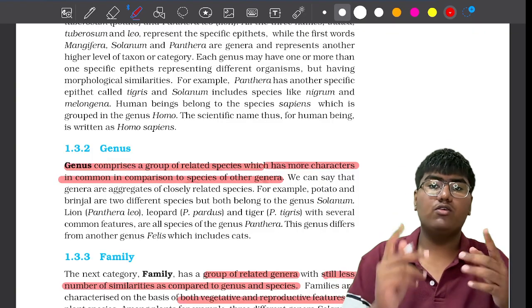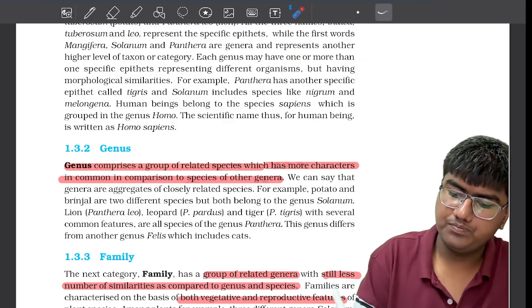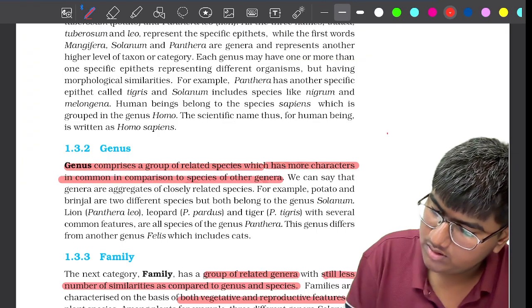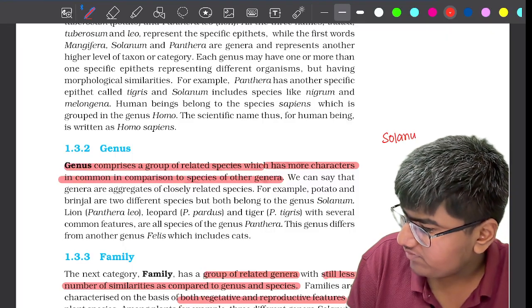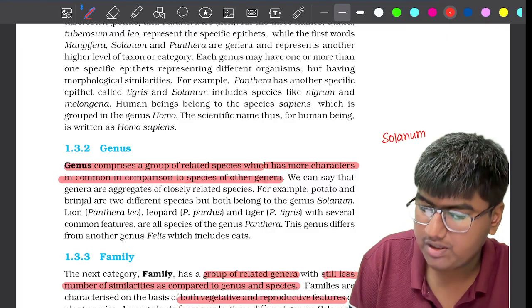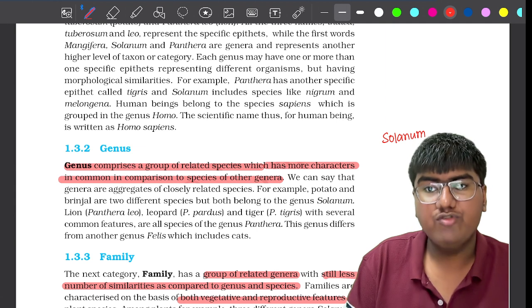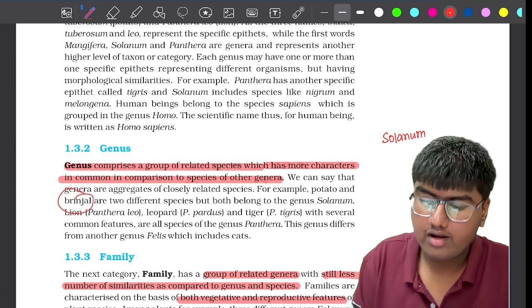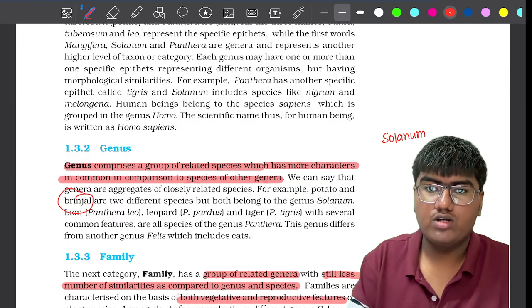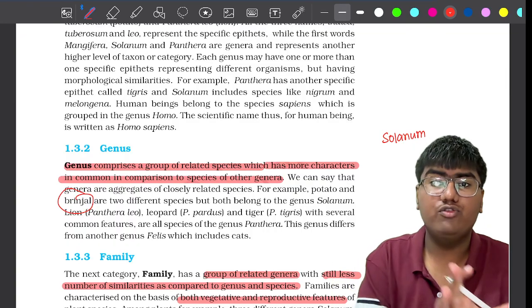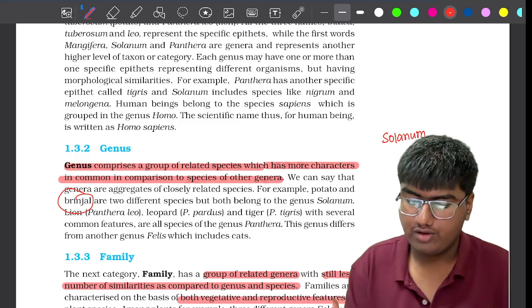As I said, if you see Solanum, Solanum, if I add tuberosum to it, it becomes potato. If I add melongena, a different species, it becomes a different living organism altogether.